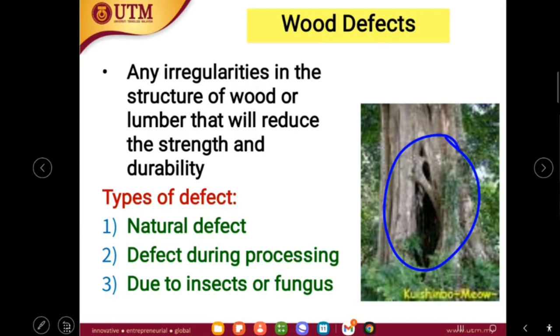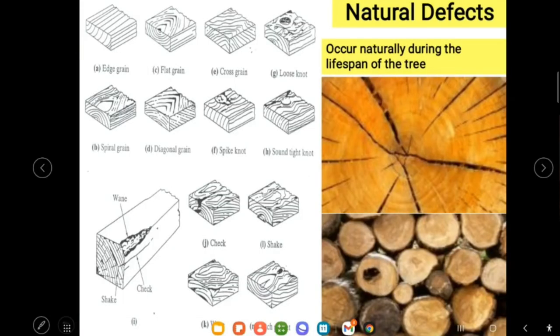And then we also have the defects which happen during the processing, like what we have already discussed earlier, during the air seasoning, for example. So in some of the processes, if we mistakenly do them, it will leave some defects on the timber. And then due to insects and fungus, they will eat up your timber. So they will bite your timber. So those are the defects that normally happen in our wood.